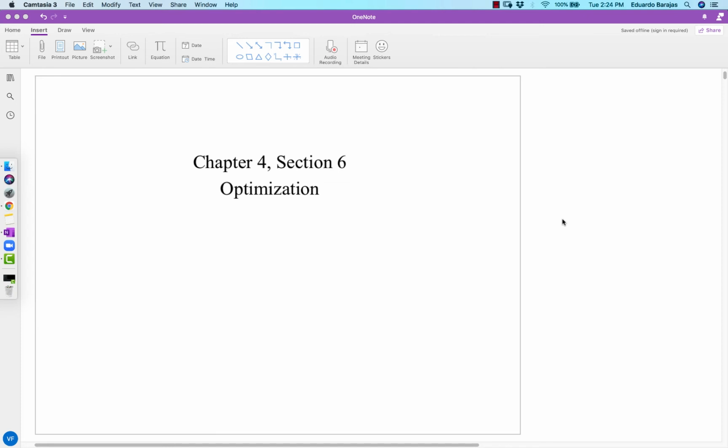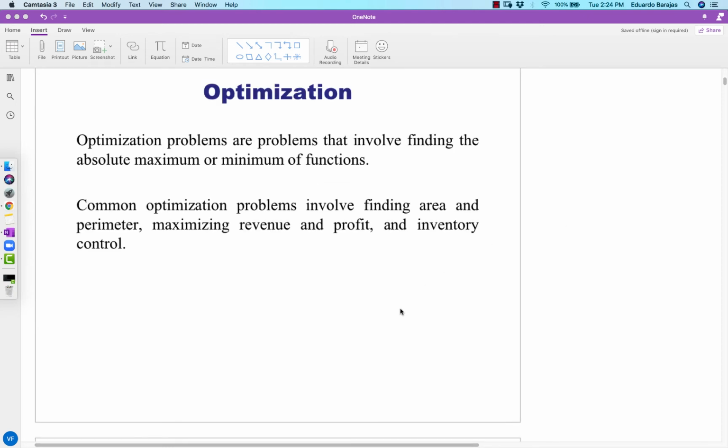Okay, Chapter 4, Section 6, Optimization. So optimization problems are problems that involve finding the absolute maximum or minimum of functions. Common optimization problems involve finding area, perimeter, maximizing revenue and profit, and inventory control.